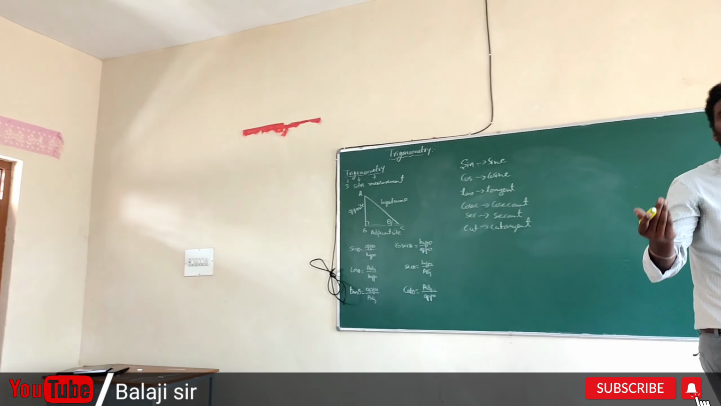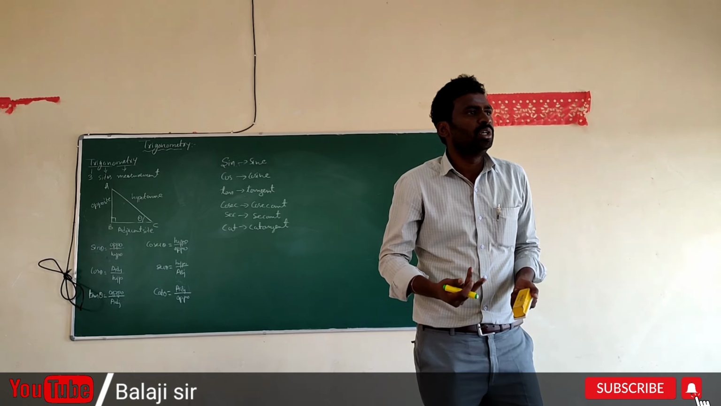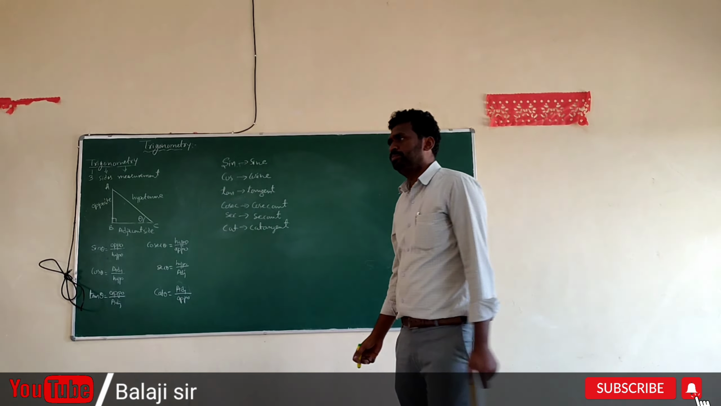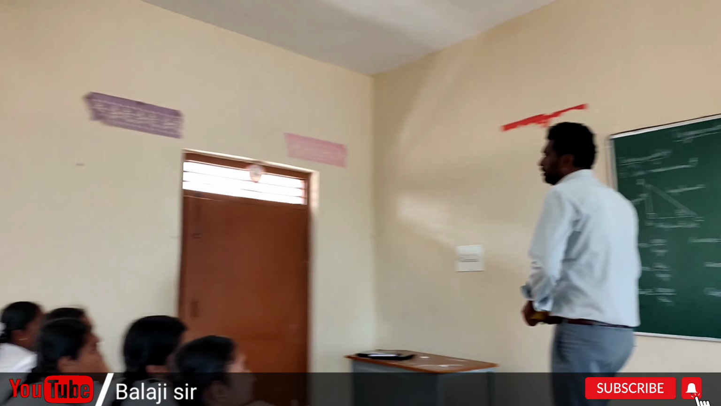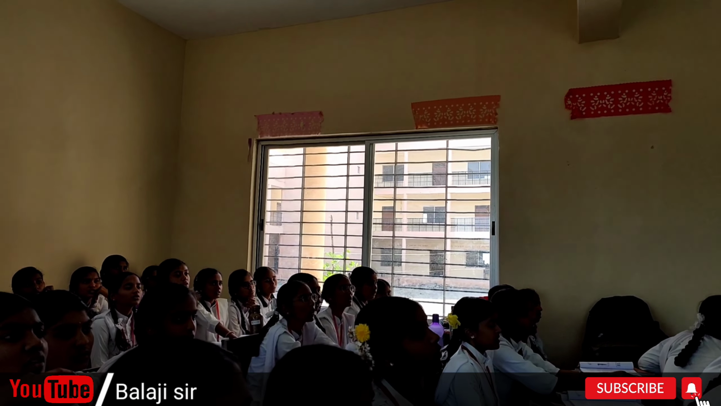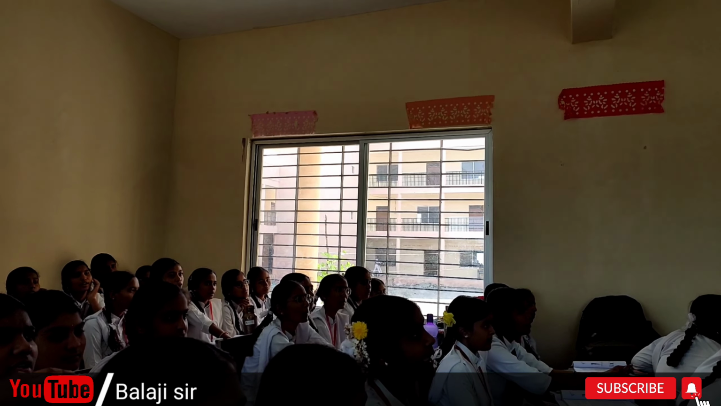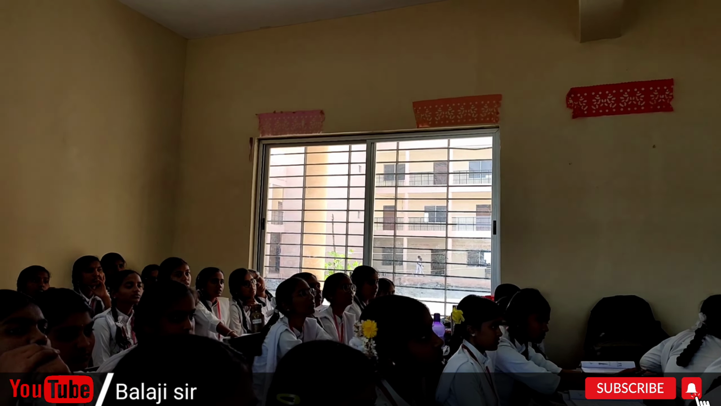Let us have one drill now. Repeat after me. Sine is opposite by hypotenuse. Cos theta is adjacent by hypotenuse. Tan is opposite by adjacent.